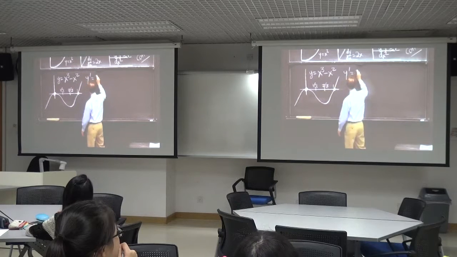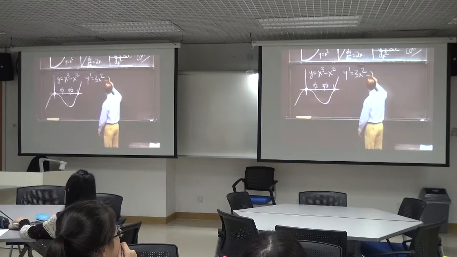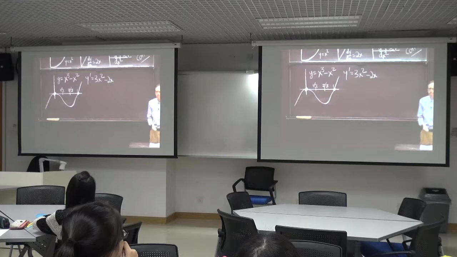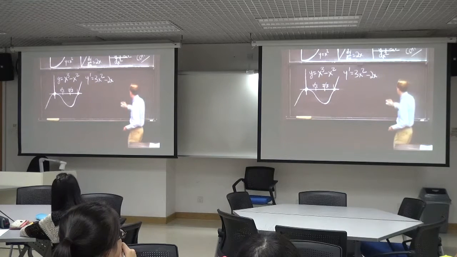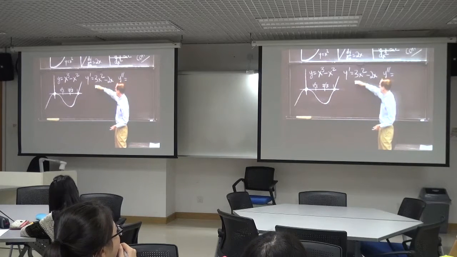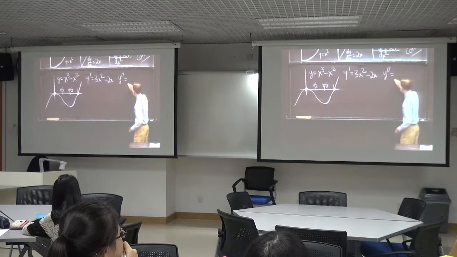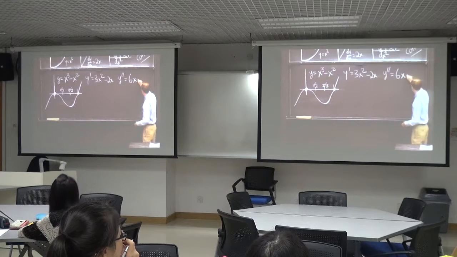Y prime is the derivative of x cubed is 3x squared minus the derivative of x squared, which is 2x. And now, today, I take the derivative of that. I take the second derivative, y double prime. So the second derivative is the derivative of this. X squared is going to give me 2x, and I have a 3, so it's altogether 6x. And minus 2x, the slope of that is minus 2.